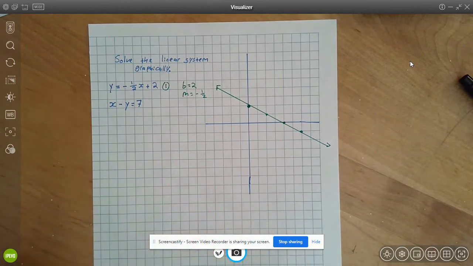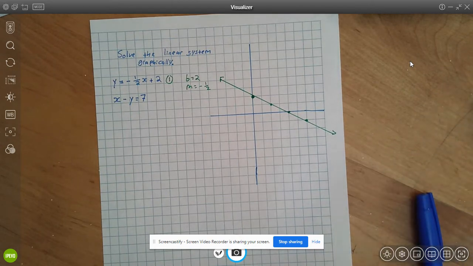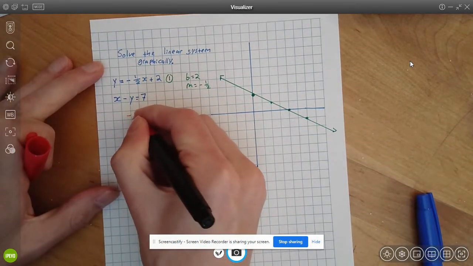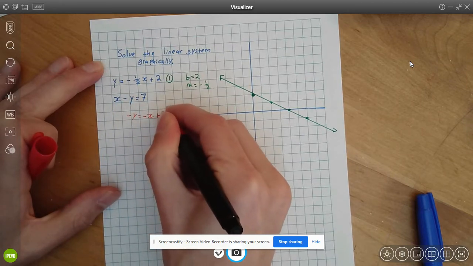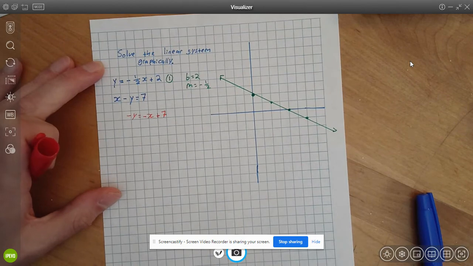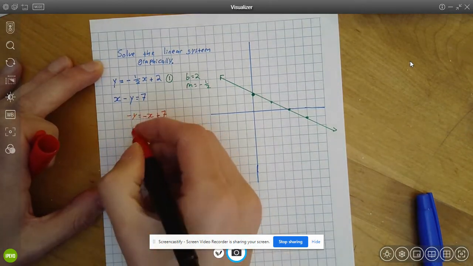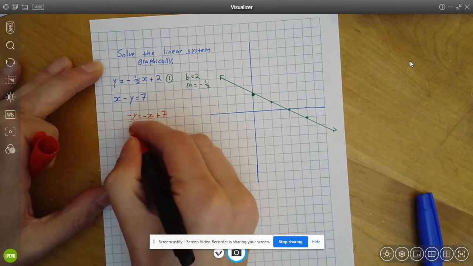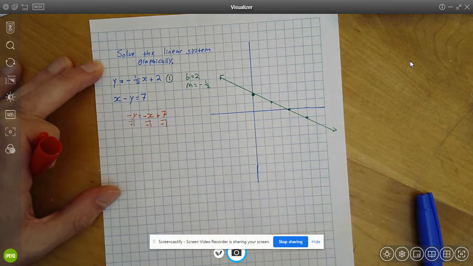Equation 2, the second equation, might take a little bit more work. We could either use the intercept method, or I could just rearrange into y equals mx plus b form, whatever you're more comfortable with. So if I rearrange this, I'm going to move the x onto the other side. So positive x now becomes a negative x. I still have a positive 7. But I want positive y on the left-hand side. So I'm going to divide by negative 1. And I've got to do that to both sides of the equation to keep it the same.